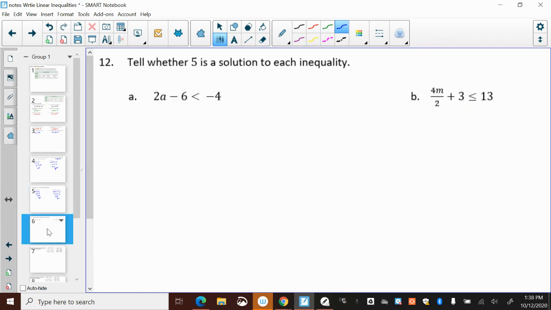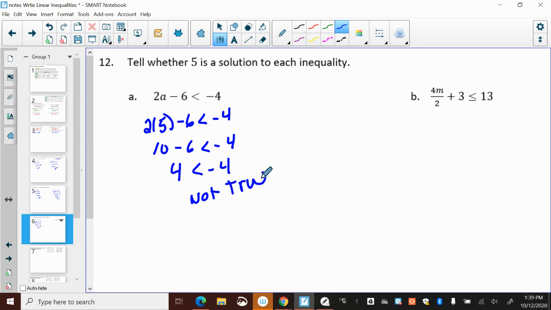All right, let's try one more. Tell whether 5 is a solution. And plug 5 in right here. That's going to get us 10 minus 6 is less than negative 4. And that gets us to, is 4 less than negative 4? It is not. It is bigger. So the answer to this is untrue. So not true. So the answer here is no.